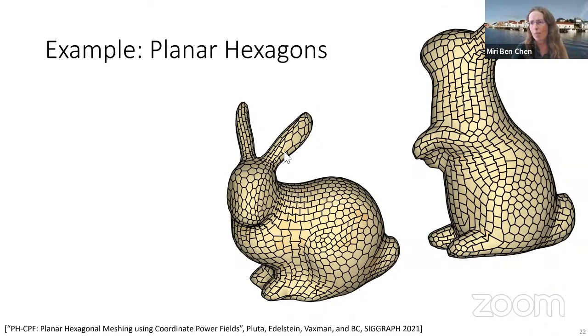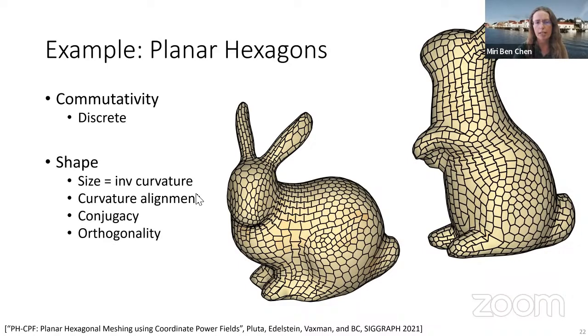So this is another example. This is with planar hexagons. This is actually the most difficult example. Here again, we use discrete commutativity. The sizing and curvature alignment, everything was very similar to the planar quads that I've shown earlier. The only thing that changes is the regularizer now is n equals 6 instead of n equals 4.